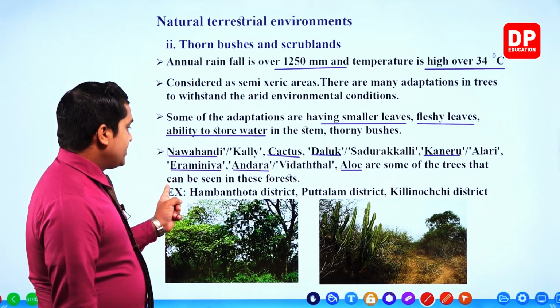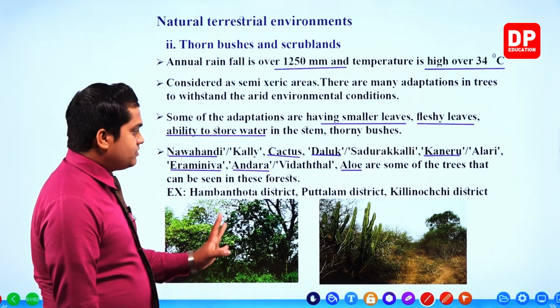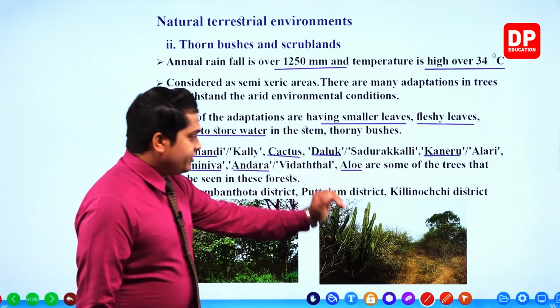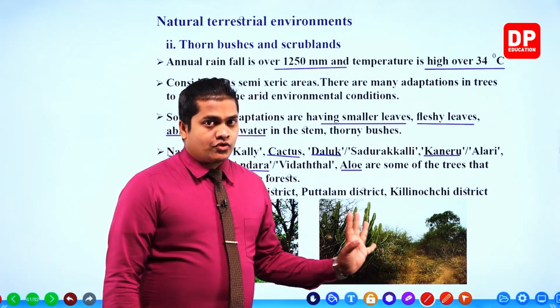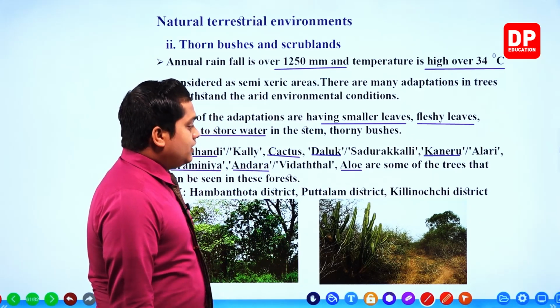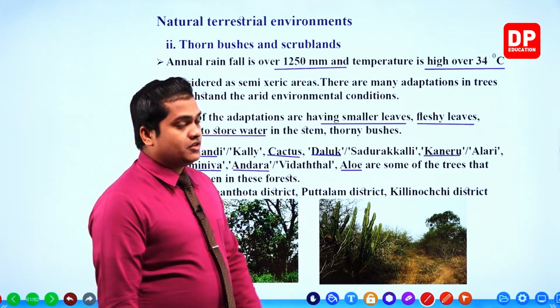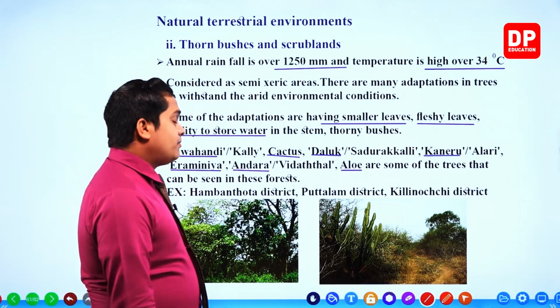Then, my dear children, examples given. Hambantota district. In Hambantota district, we can observe these. Then in Kilinochchi district and Puttalam district also, we can observe these scrublands and thorn bushes. So this is the next type of natural terrestrial environment, which is the thorn bushes and scrublands.